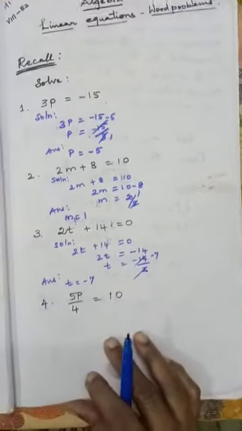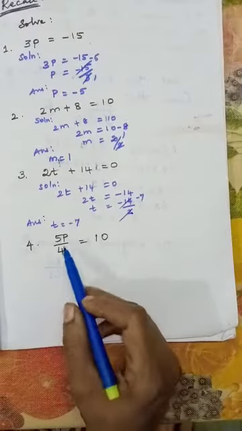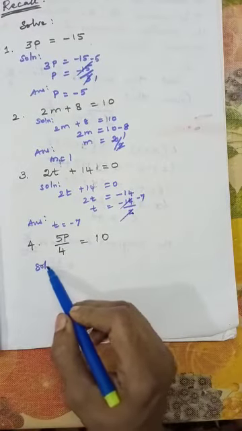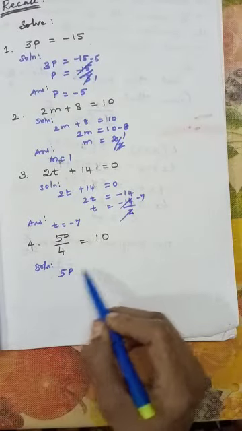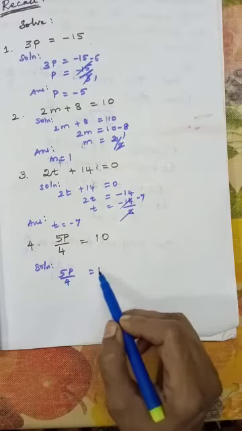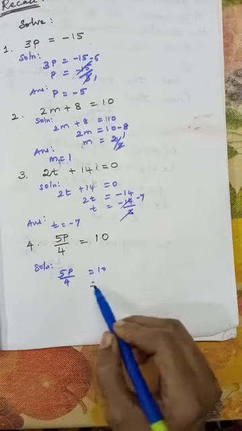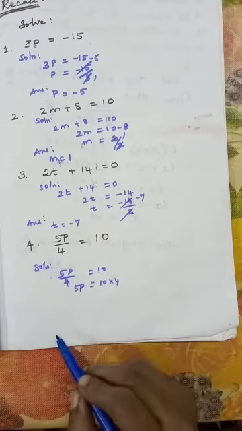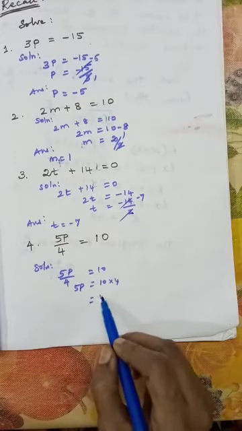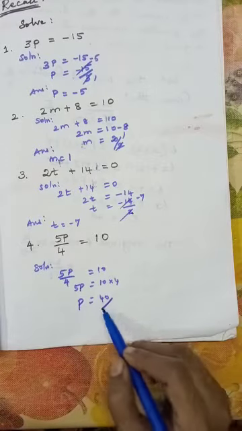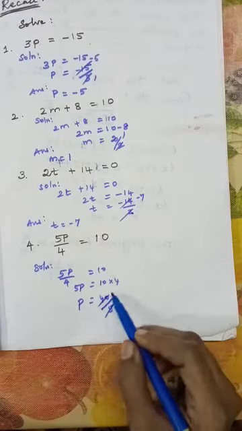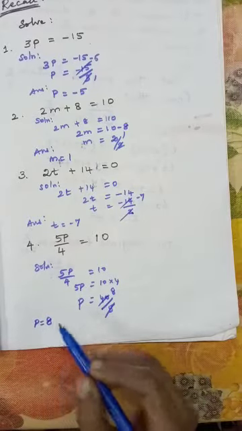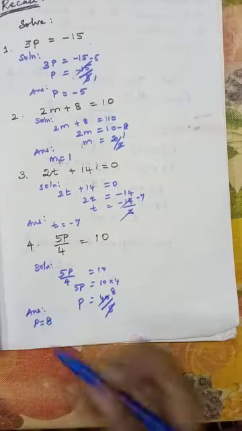Then we shall write the fourth problem. It is 5p by 4 is equal to 10. Here you have to find the value of p. You bring this 4 this side, means it will come 10 into 4. So here remaining is 5p. So 5p is equal to 40, so p is equal to 40 divided by 5. 8 5s are 40. Isn't it? So the value of p is 8. This is the answer.